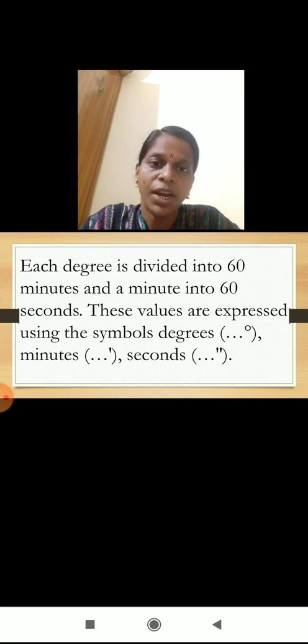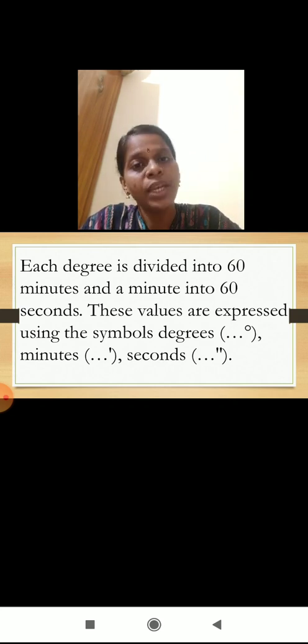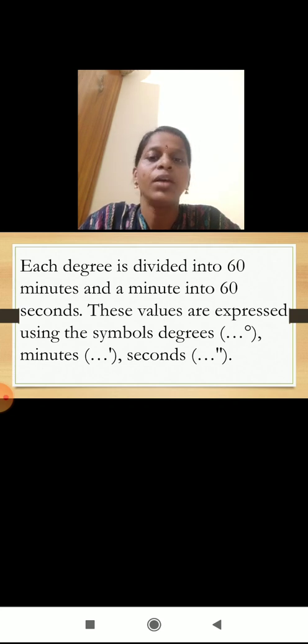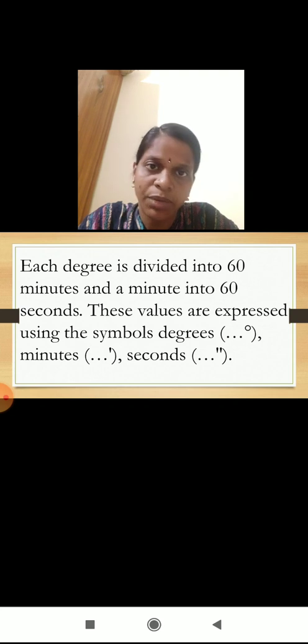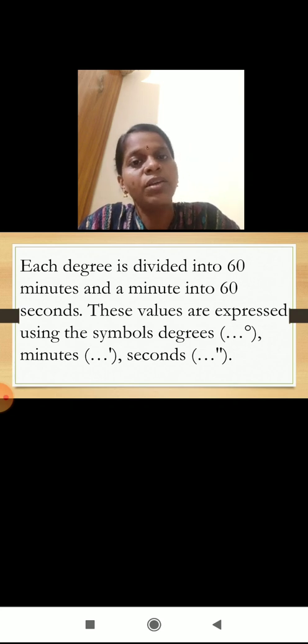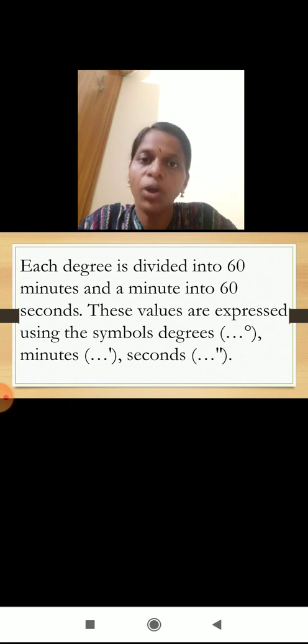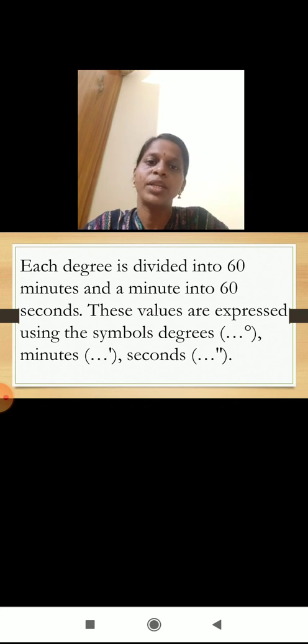Each degree is divided into 60 minutes and each minute into 60 seconds. These values are expressed using symbols. See the degree symbol, I have put it in the bracket. Minutes again in the bracket, and seconds with a double inverted comma. Exactly. So this way they divide degrees, minutes and seconds to give the exact time of that particular area or continent, as it differs from place to place.